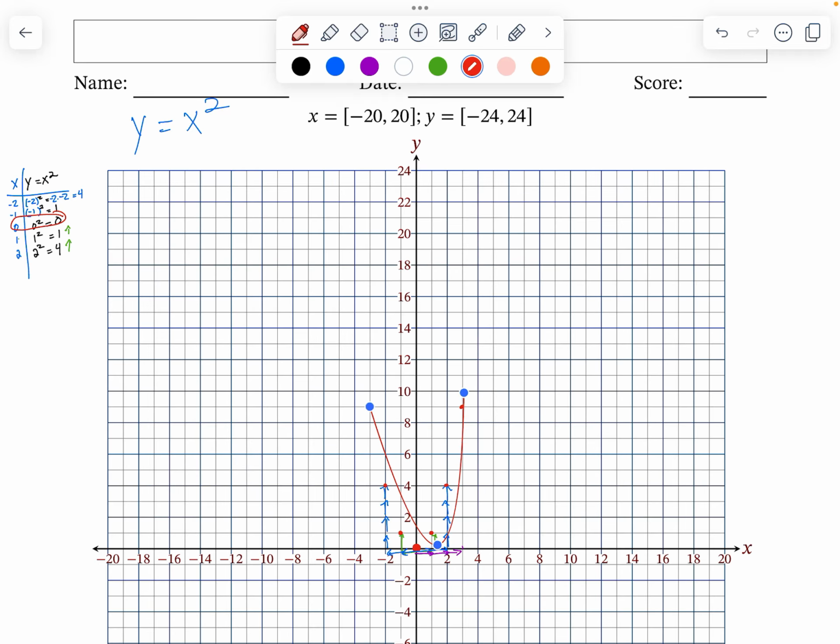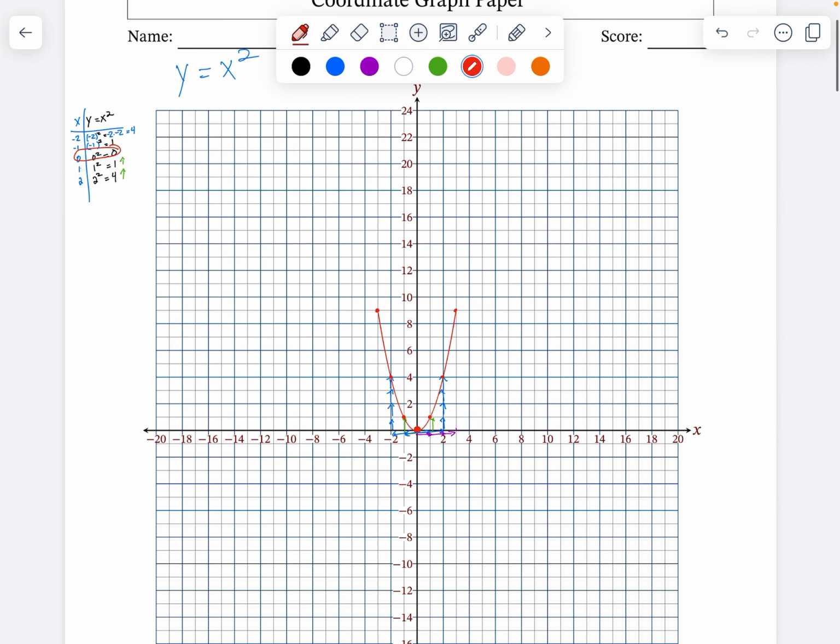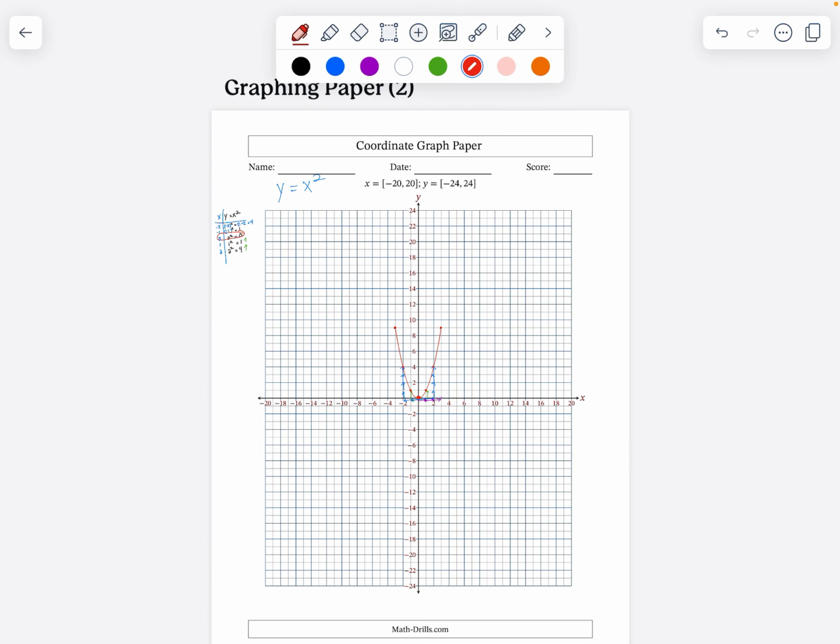And let me see, can we keep going? No. Let's just leave it like that. We should be able to keep going, but that's where it's going to stay. All right. So this is your main parabola here. Now, let's do the next one.